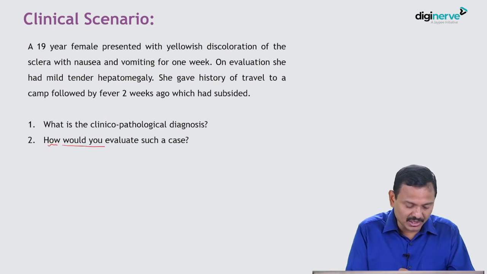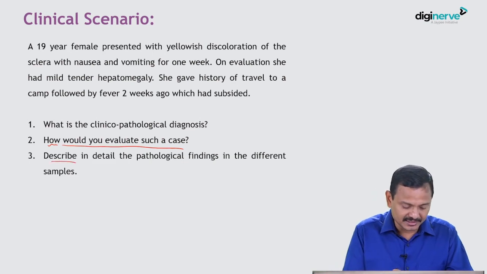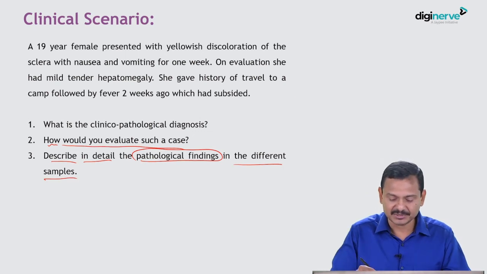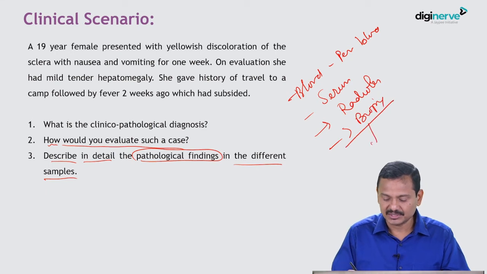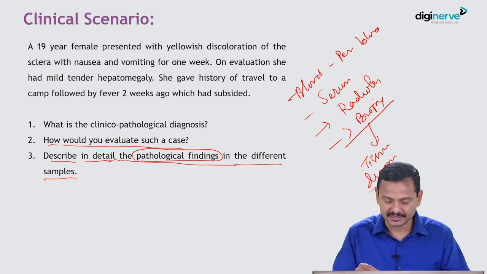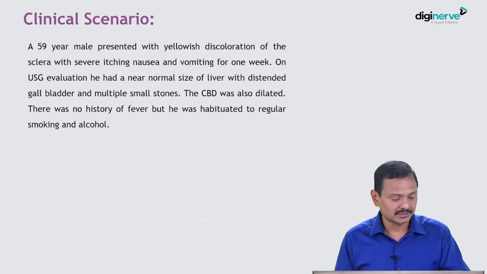Coming to the second question, how do you evaluate the case? Again, the same thing we will discuss in our session. And third, describe the detail of pathological finding in different samples, and different samples mean here your blood, what will be the peripheral blood picture, as well as what will be the finding in serum, what will be the finding in radiology, as well as what will be the finding in the biopsy or tissue diagnosis. Okay, so these are the different samples, and you have to write in detail the pathological finding in all these different type of samples. With that, we will go to our third case scenario.